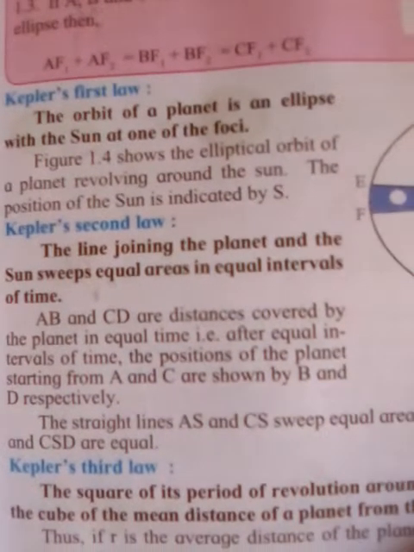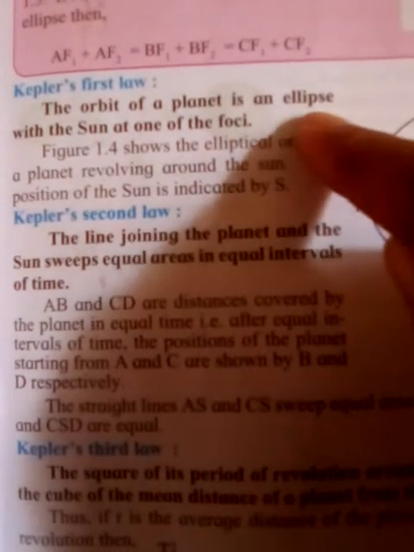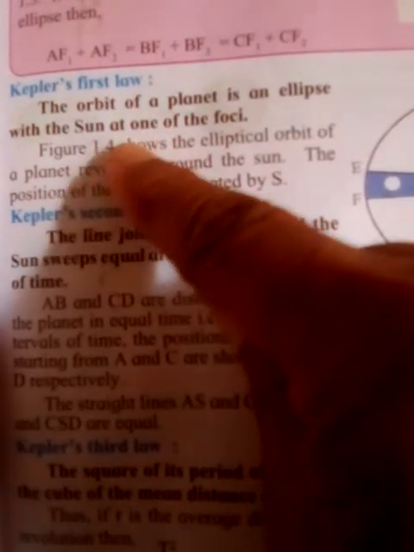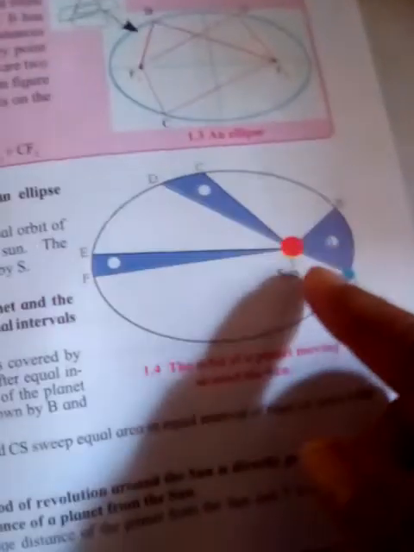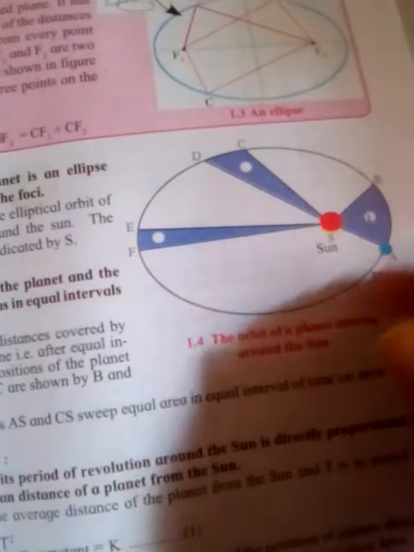Now, these Kepler's laws, the first law is the orbit of a planet is an ellipse with the sun at one of the foci. So we know now what is an ellipse. An ellipse has two foci. So on one focus there is sun, and the planet is orbiting in elliptical orbit around the sun.